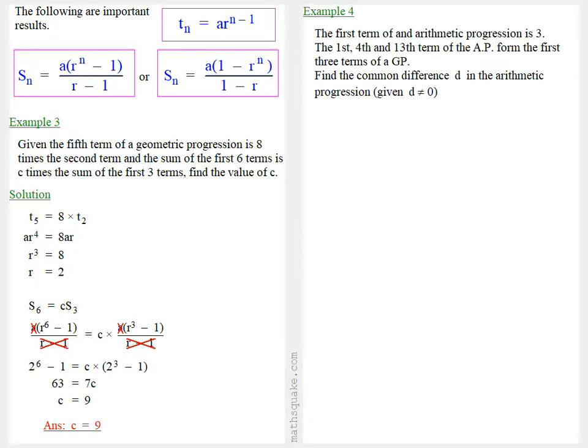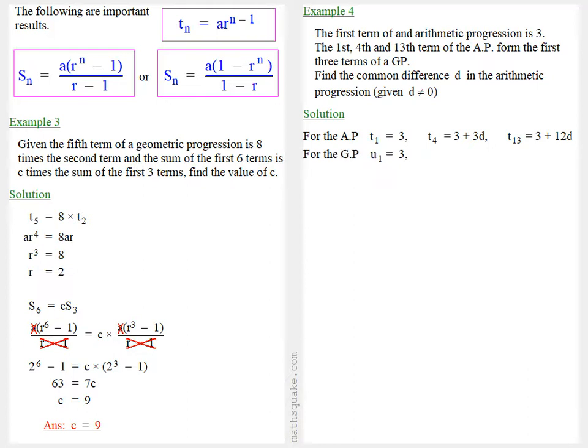In example 4, we're told the first term of an arithmetic progression is 3. The first, 4th and 13th term of the AP form the first 3 terms of a GP. Find the common difference d in the arithmetic progression, given that d is not equal to 0. Well, to solve this, for the AP we've got the first term t1 is equal to 3, the fourth term t4 is equal to 3 plus 3d, and the 13th term t13 is equal to 3 plus 12d.